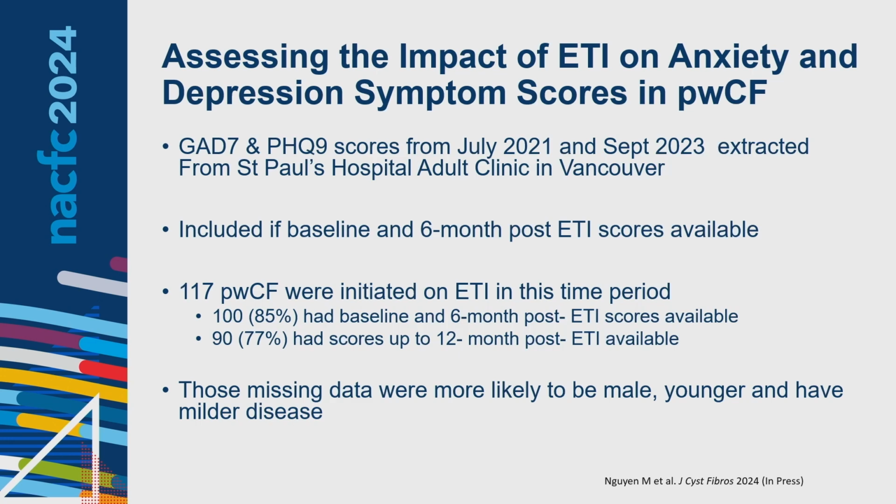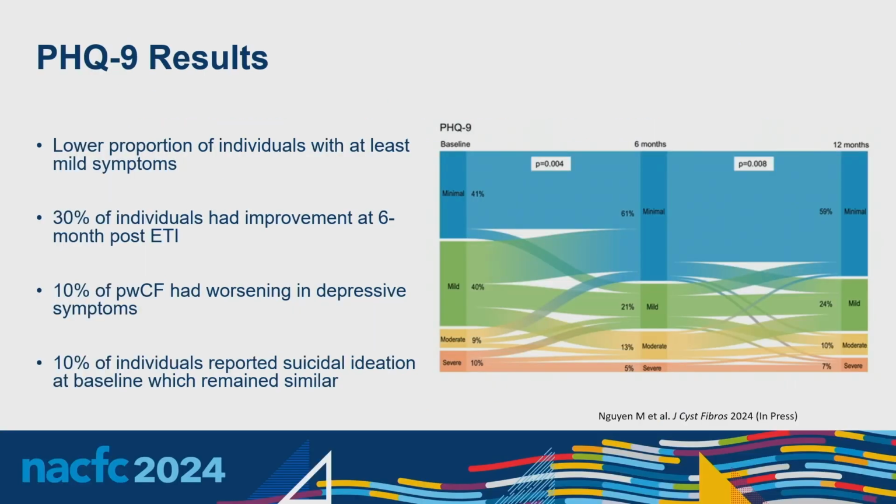So out of 117 patients who were initiated on ETI during that time, 85% of them had baseline scores, and then 77% had up to 12-month scores. Those who were missing data were more likely to be male, younger, and have mild disease. So what they were able to show was that there was a lower proportion of individuals with at least mild symptoms, and this remained stable in that 12-month period.